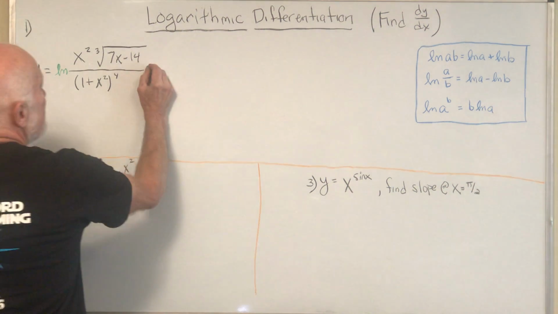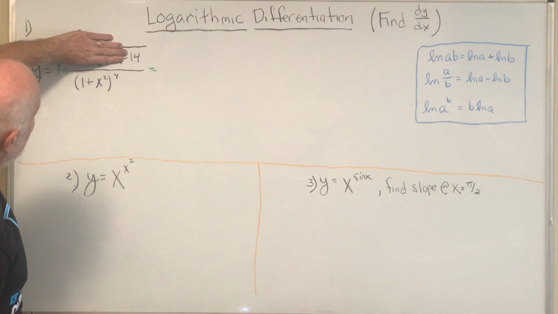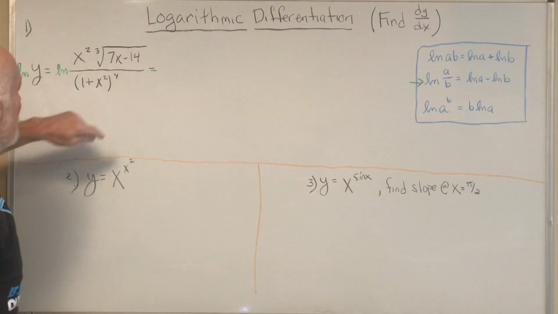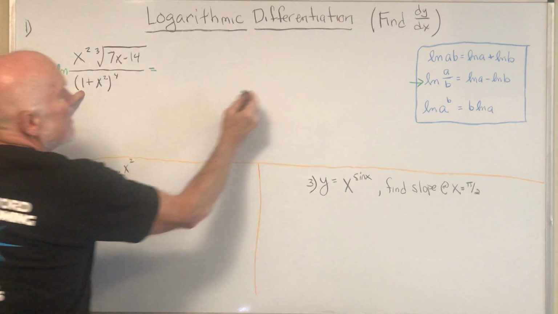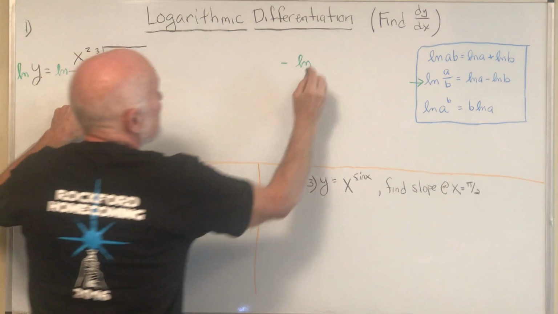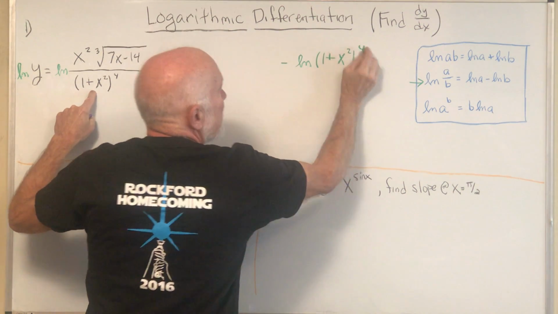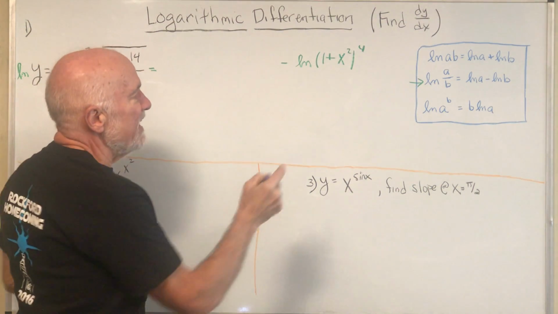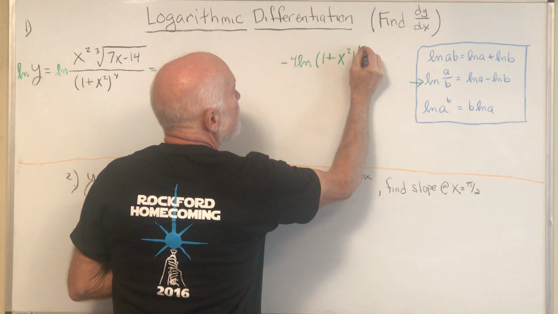So before we do the derivatives, I'm going to take the natural log of the numerator divided by the denominator. So we're going to use this property right here to say it's the log of the numerator minus the natural log of the denominator. And the denominator is 1 plus x squared to the fourth. And you can see just in here that we can then take advantage of this property and bring this 4 out front.